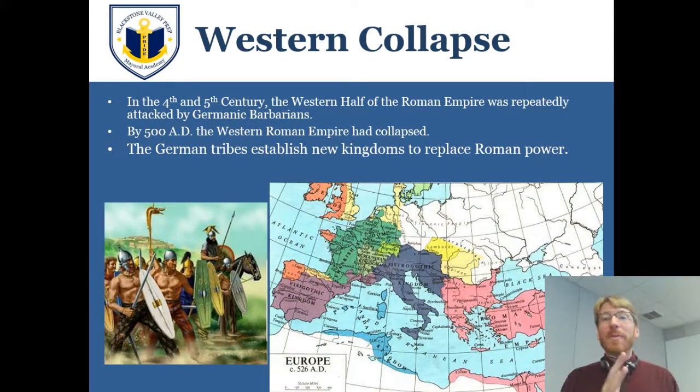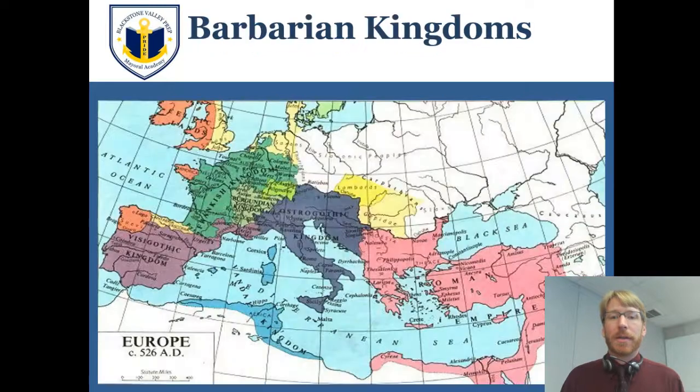Throughout what used to be the western half of the Roman Empire, this area over here, we start to see the establishment of new kingdoms. We call these the Germanic kingdoms or the barbarian kingdoms, but these are going to become kind of modern nations as we get further along.